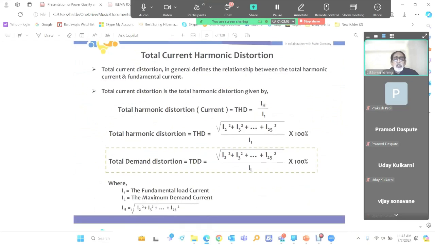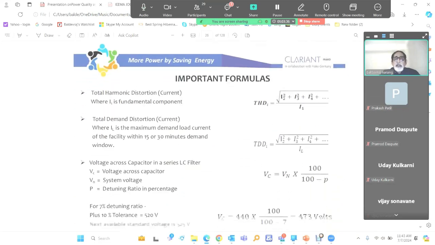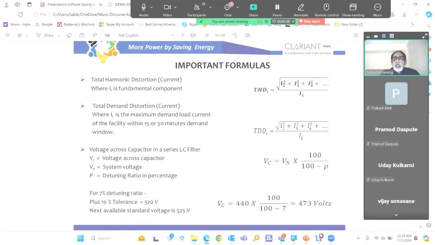Then this is how the harmonic distortion is calculated. There is a formula. The fundamental we leave aside, and from I2 up to whatever harmonics we have, we multiply by 100 and take the ratio with the fundamental current. Then we call it THD. And when we take this ratio with the maximum load current, then we call it TDD.